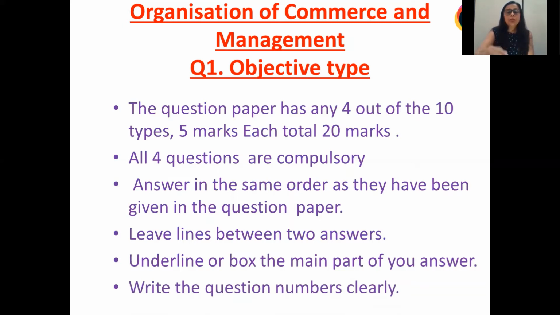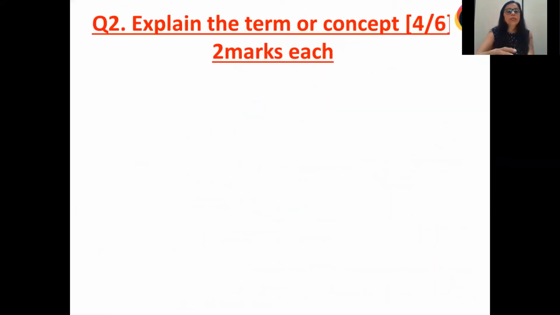Also, make sure that you're writing the numbers very clearly. Some students just don't write numbers. It's not at all right. Throughout the paper, please make sure that you always mention the question numbers. So that's a recap of the objective video that I have done.